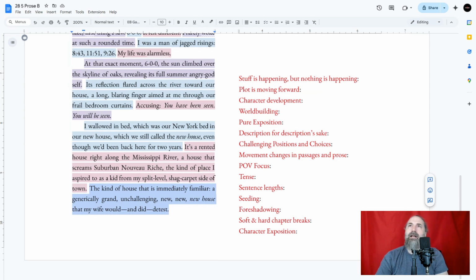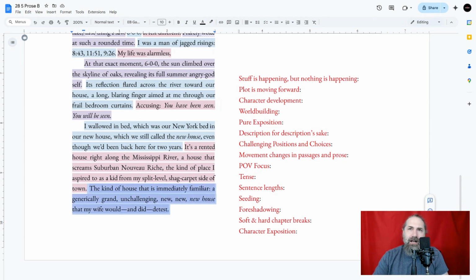The kind of house that is immediately familiar. A generically grand, unchallenging, new house that my wife would and did detest. All right. A couple things.